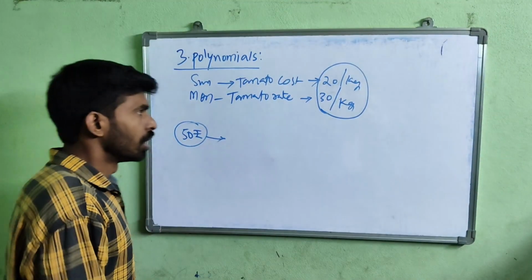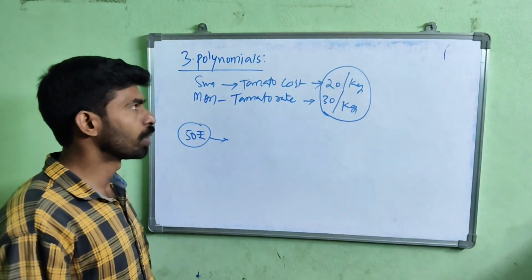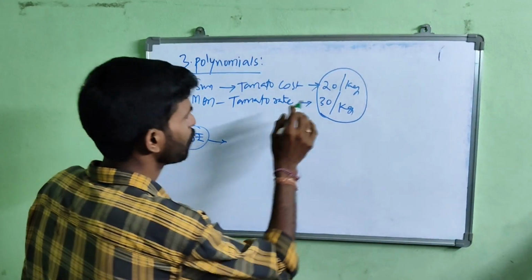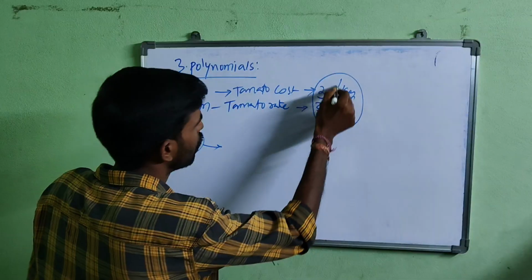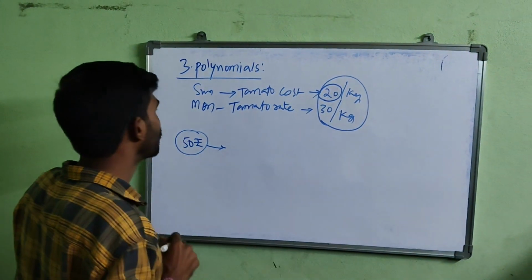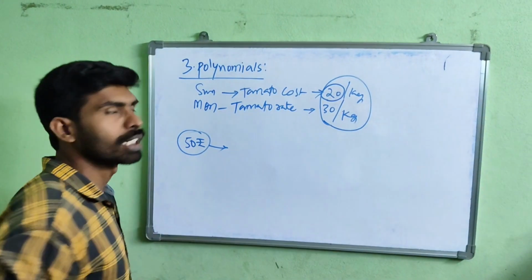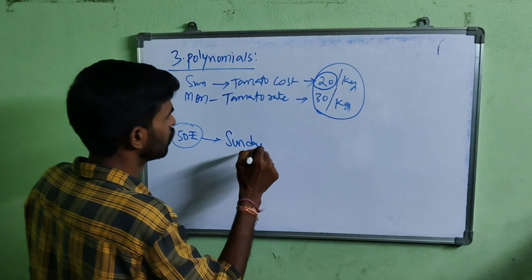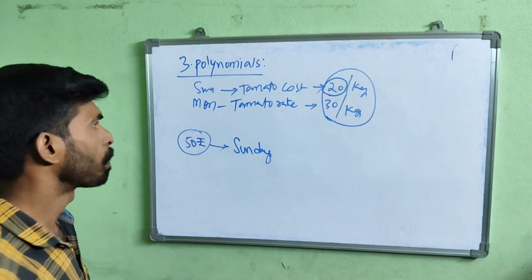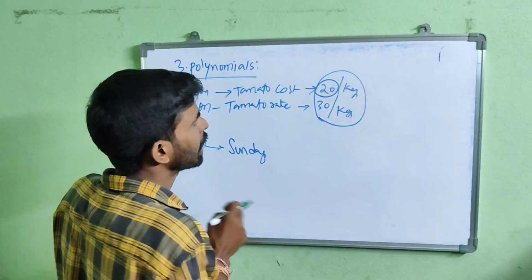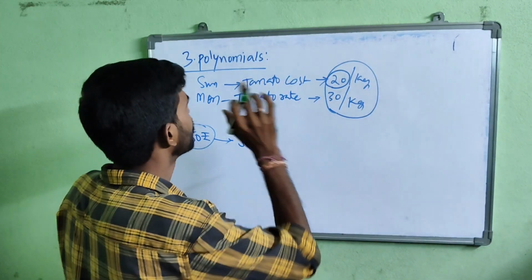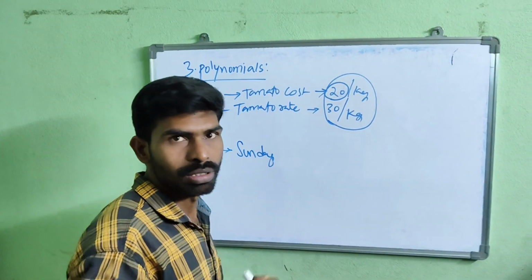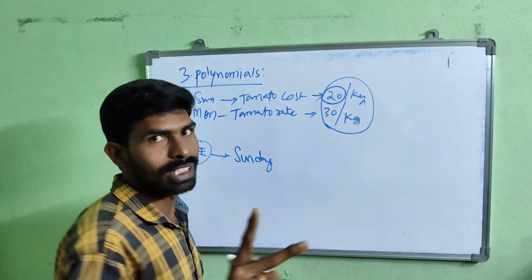Then I went to the market to buy tomatoes. Now what happened actually, in the 2 days I went to the market, on Sunday and Monday. For Sunday, I can buy, 20 rupees per kg is the cost price. That means I can buy 2 kgs, that is 40.